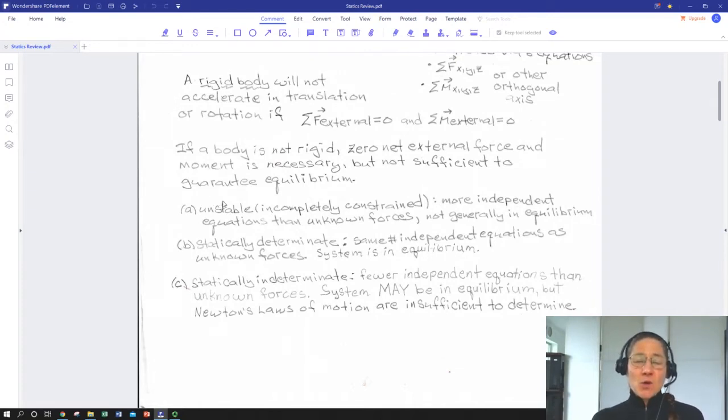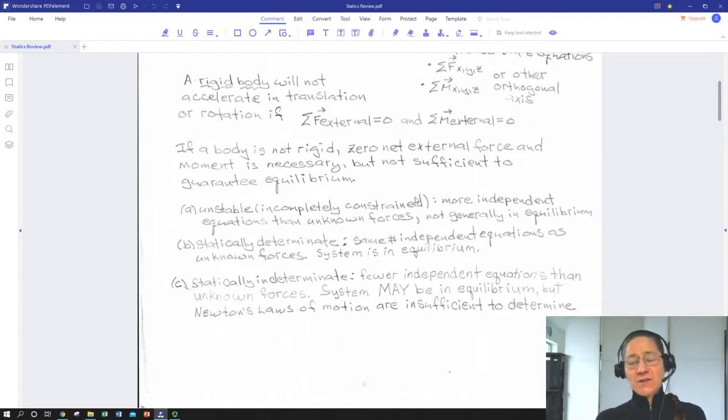So if we have more independent equations than unknown forces, so we can write more equations of equilibrium than we have unknowns, which would indicate you have fewer forces than you can write an expression for, like maybe you won't have any forces in the x direction and the body could then accelerate in it, or you might have a net force. Just as an example, you will generally be in what's called an unstable or incompletely constrained condition, which means chances are you have a net moment or net force and you will accelerate. You are not generally in equilibrium.